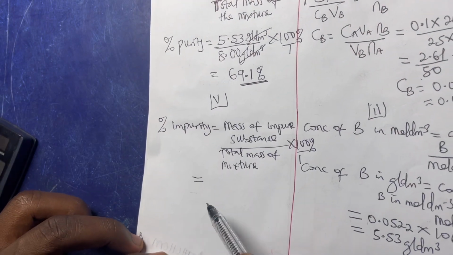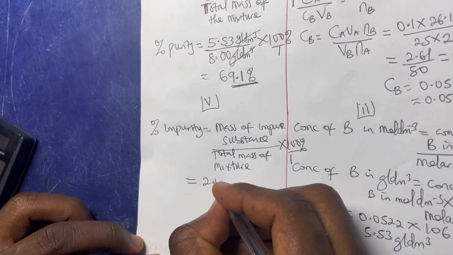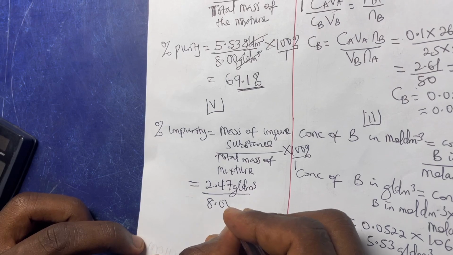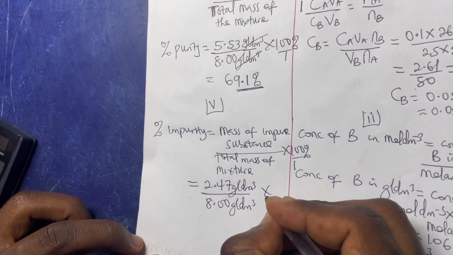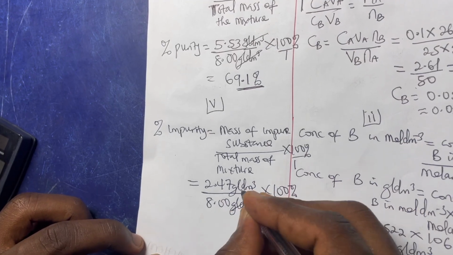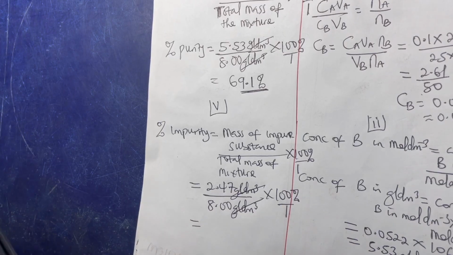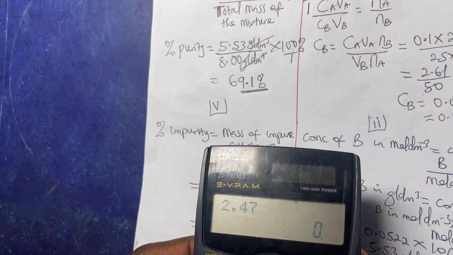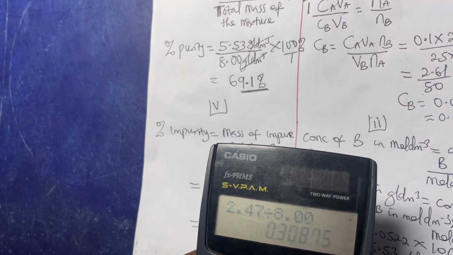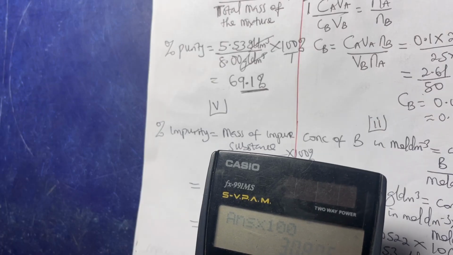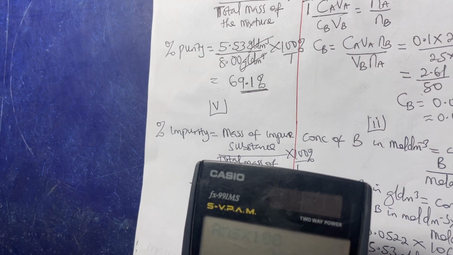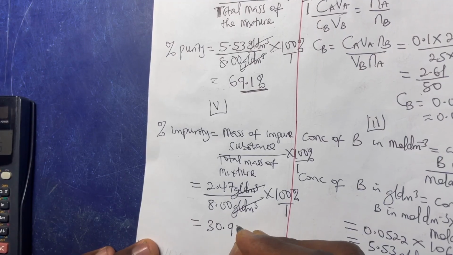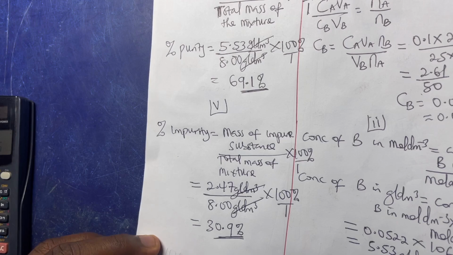So that will now be 2.47 gram per dm cube over the total mass, 8.00 gram per dm cube, times 100% over 1. This also cancels this. So then I have 2.47 divided by 8.00, times 100%, and that is 30.87. So let me approximate it to 30.9. So that will be 30.9%. So that's it. So we have done that.